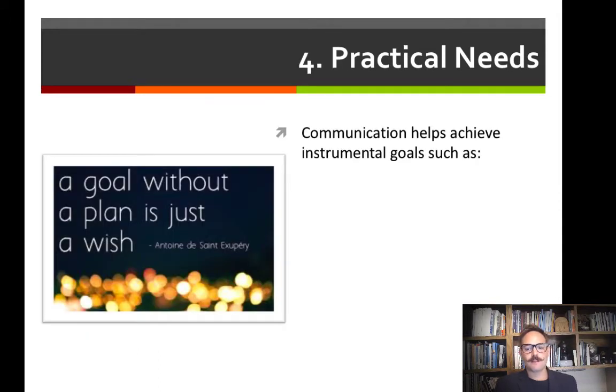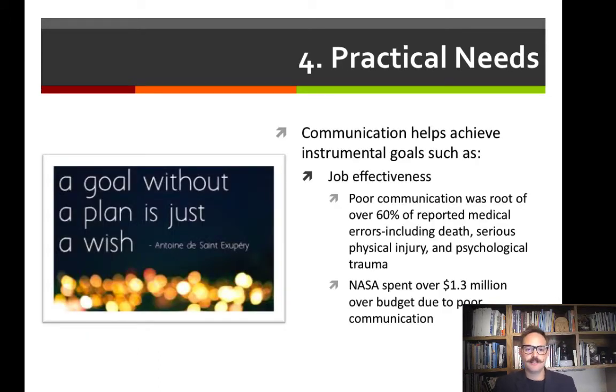The practical needs: essentially, communication allows us to achieve instrumental goals and resources such as job effectiveness, being able to secure those resources according to Maslow's hierarchy of needs.